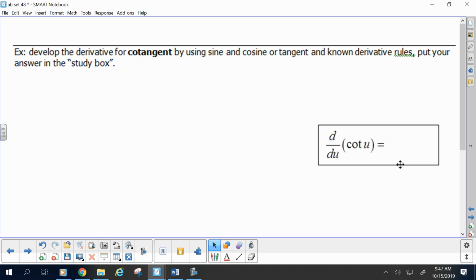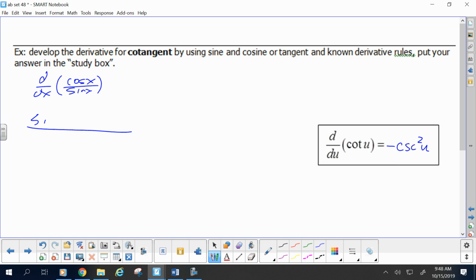So, are you on second, third, fourth? Second? What did you get? Okay. What did you get for cotangent? Negative cosecant squared. That's true. If you did not get that, then I'll do it really quick for you.